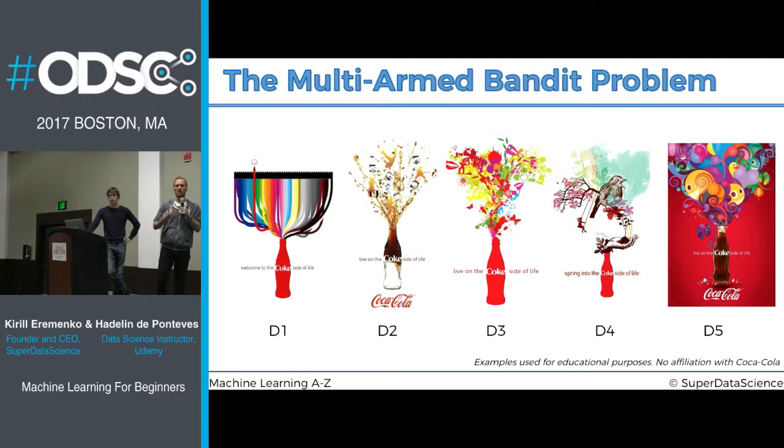You now know the intuition behind UCB. You know where you can apply it. Hadelin will show you the code. You can go and try it out. That's pretty much how it works.